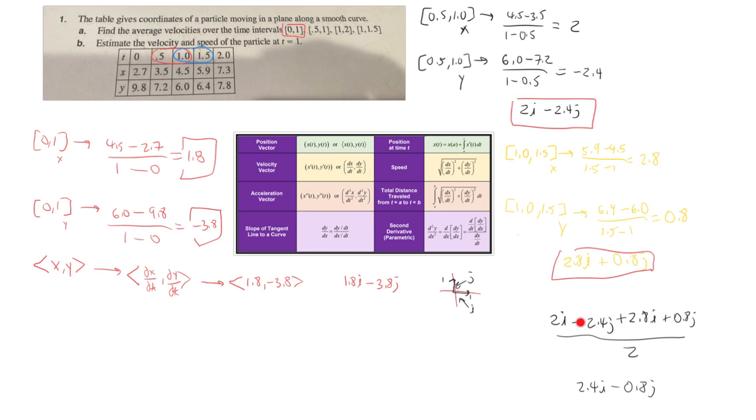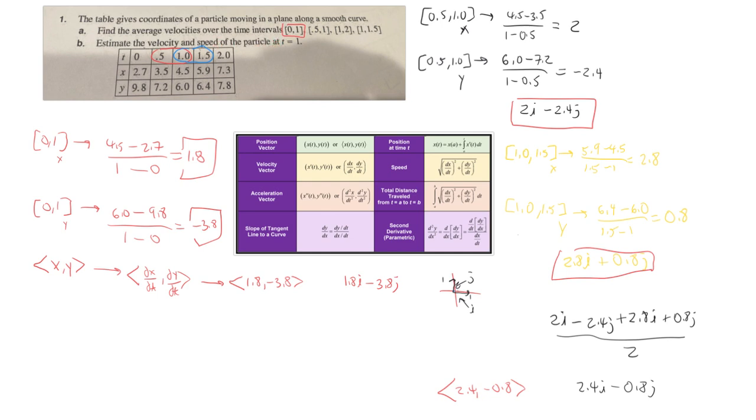I'm just kind of doing it all at once, but it would be a matter of combining like terms and then dividing every term by 2. So in other words, this could be said to be the average velocity of the particle at t equals 1. You could also express the answer as 2.4, negative 0.8 as well.